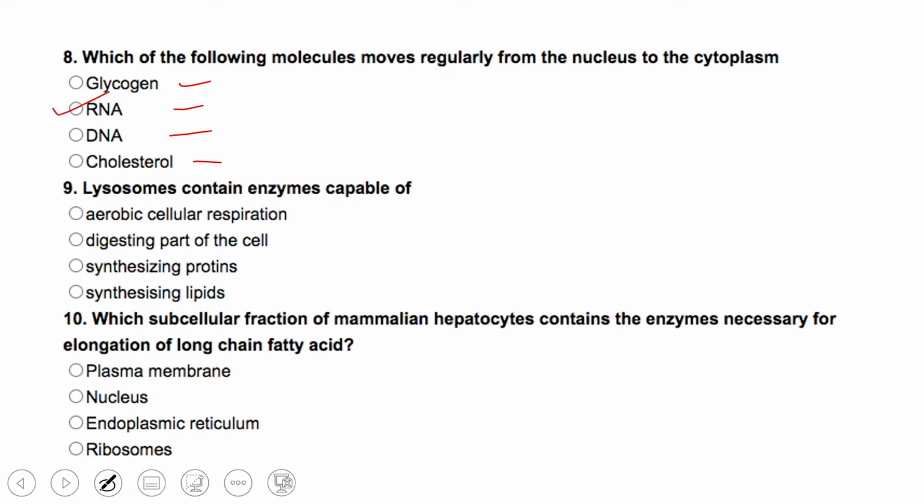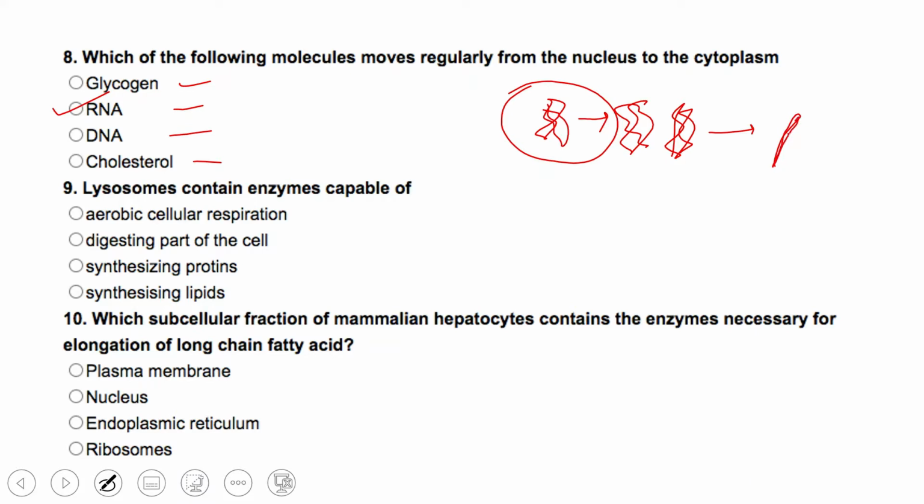The answer is RNA. So the nucleus has DNA which gets replicated and forms multiple copies of the DNA. This DNA then forms RNA by a process called transcription, and this RNA leaves the nucleus and enters the cytoplasm. Here in the cytoplasm, it is translated into proteins. So it is the RNA that moves outside the nucleus into the cytoplasm.